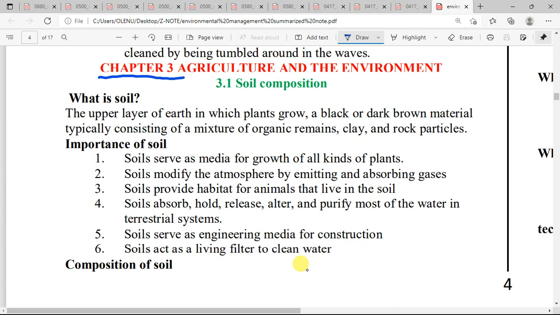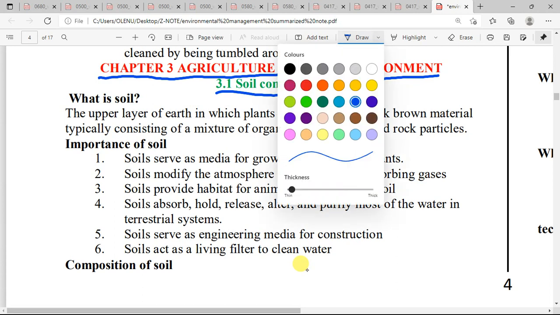So, in this section, we're going to be looking at chapter 3, soil composition and agriculture and the environment. So, 3.1 has to do with soil composition. First, you need to be able to define the content.